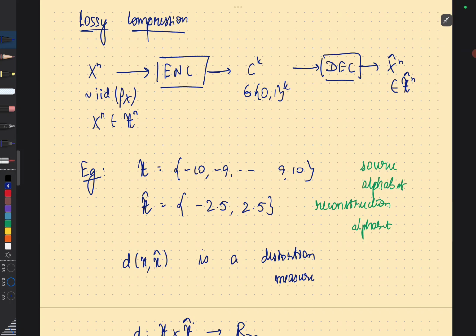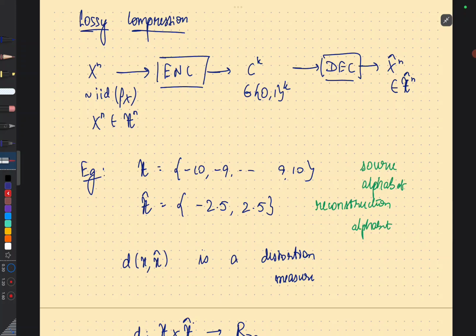Right. So in the last class, we introduced this new problem of lossy compression. Recall that in lossy compression, our goal is to compress an IID source sequence x^n. So far, we are assuming that this x^n is drawn from a finite alphabet, script X. We observe this memoryless source x^n, and the goal is to represent this using k bits such that we are able to reconstruct some x^n hat which is kind of close to x^n.